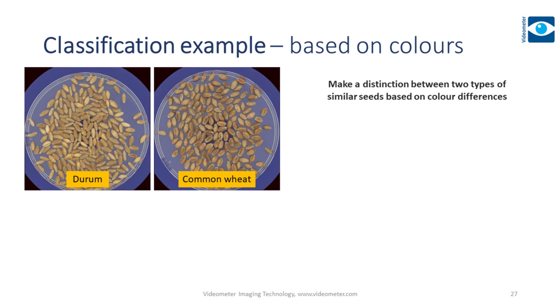We will start with the classification example. Here we have two different kinds of seeds, which look very much alike. We will use the multispectral color differences in the images to create a method which can tell these two seed types apart. We call this the spectral fingerprint of the sample. We start by defining two classes, a class for each type of seed.